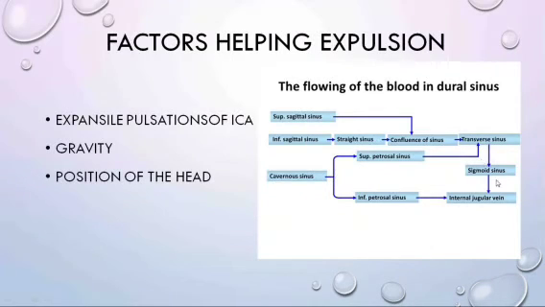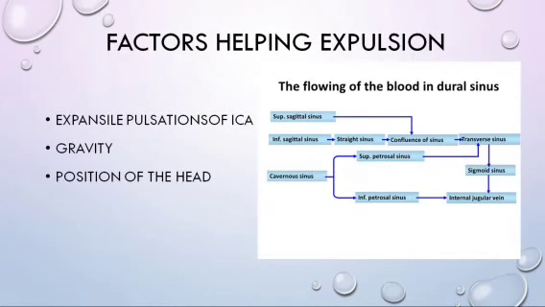From there, all the venous blood will go into the internal jugular vein. From the internal jugular vein, it goes to the where? The internal jugular vein and subclavian vein join to form the brachiocephalic vein, which ends in the superior vena cava. From that, blood will go into the right atrium. So this is how the venous blood of the brain and meninges is drained.